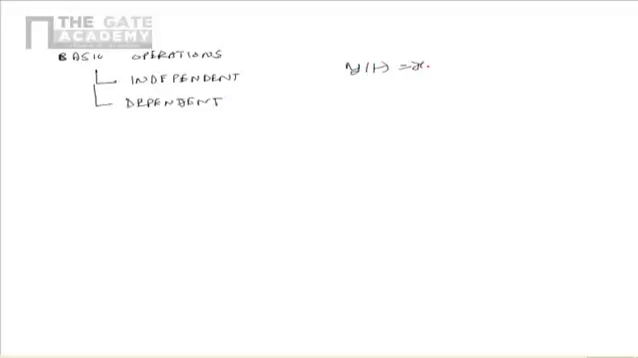Now let us look into some of the basic operations on signals. The basic operations on signals can be done on the independent variable or on the dependent variable. So consider a signal x of t and a signal x of n.